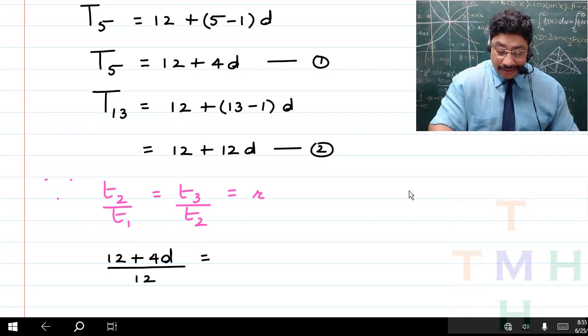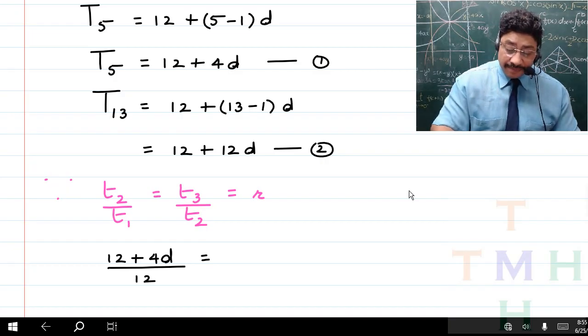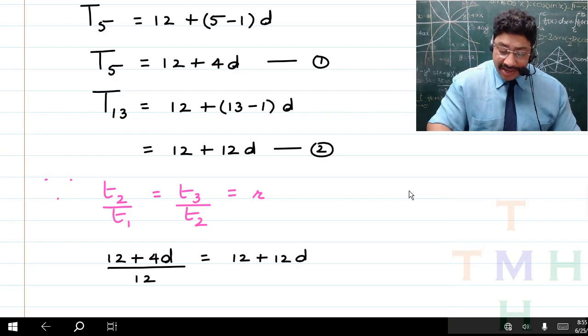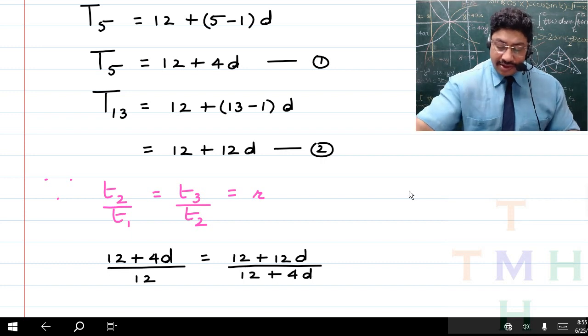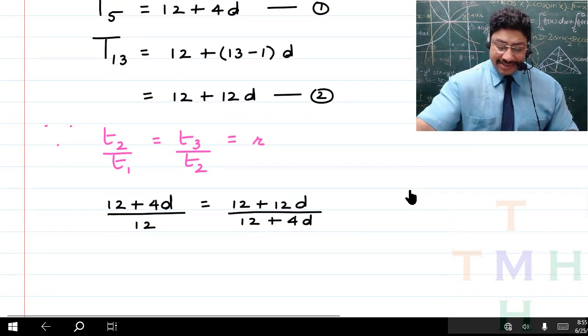And further then, on the right hand side, we have to write T3 of the geometry progression, which is the 13th term of the AP. As such, it is 12 plus 12D, right? And it is divided by T2, and T2 is actually the fifth term of the AP, which is 12 plus 4D, right? Now children, here we get to see that there are certain things that we can do which will actually help us in simplifying, right?